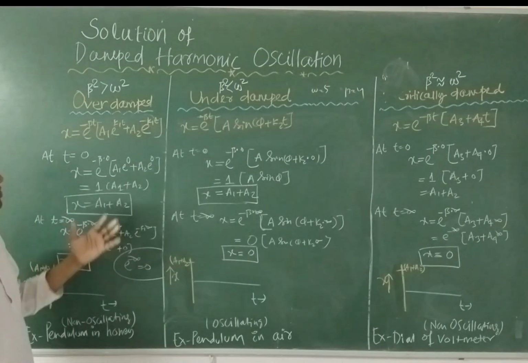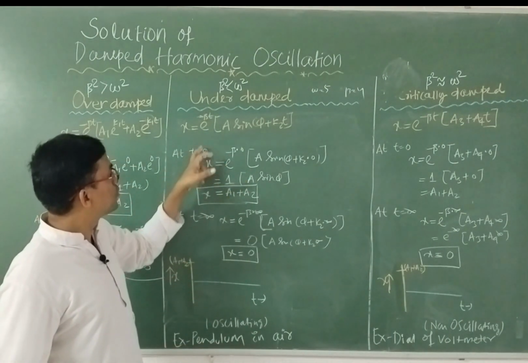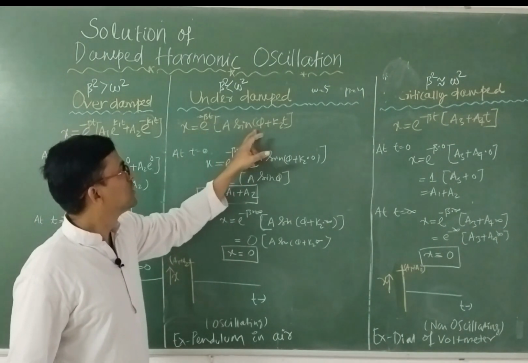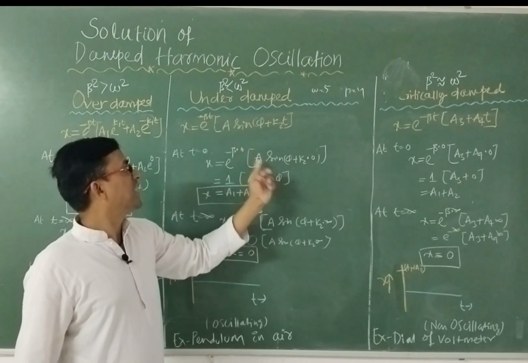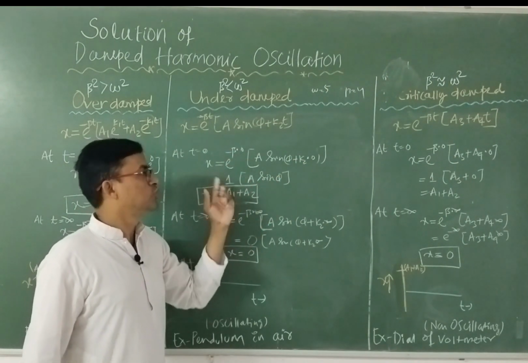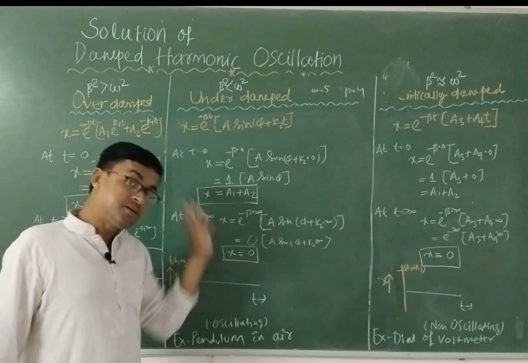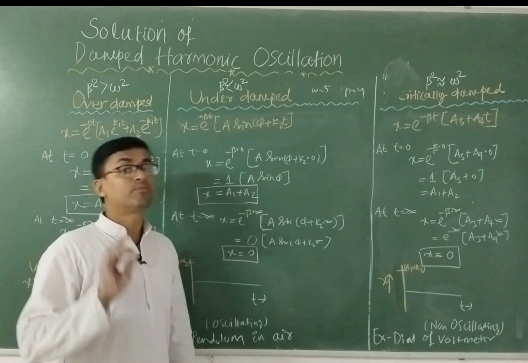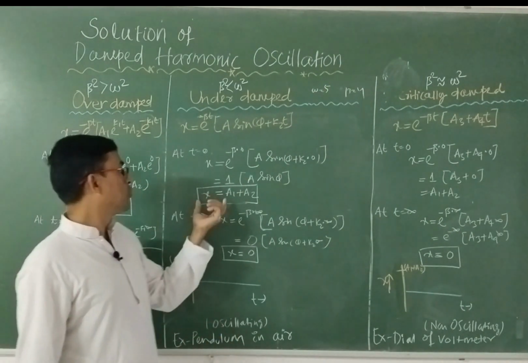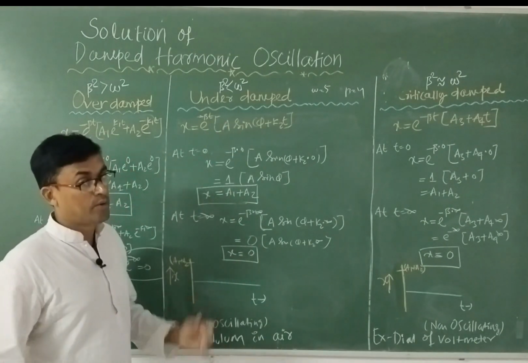Now jump to the underdamped condition at t equal to 0. What is the displacement? Similarly, x equals e to the power minus beta into 0, which is 1. Inside the bracket, a sin(phi plus k into 0) gives a sin phi. You just check before, we have taken an assumption that a sin phi equals a1 plus a2. Now put this value a sin phi as a1 plus a2. So at t equal to 0, the displacement for the underdamped condition is a1 plus a2.